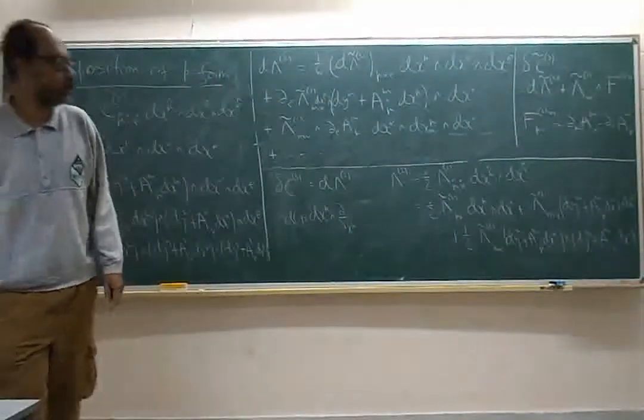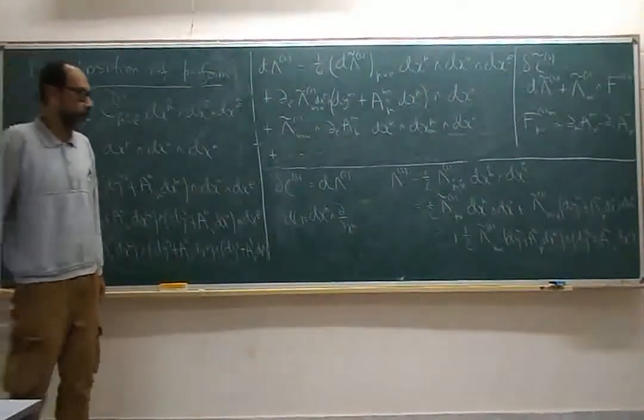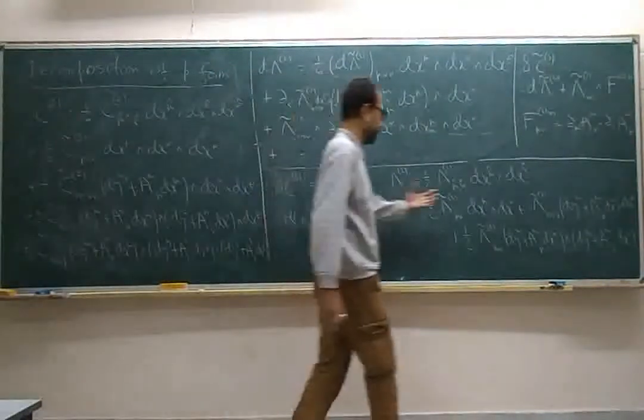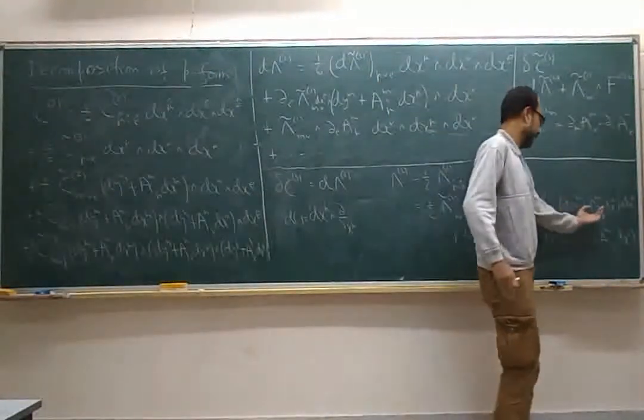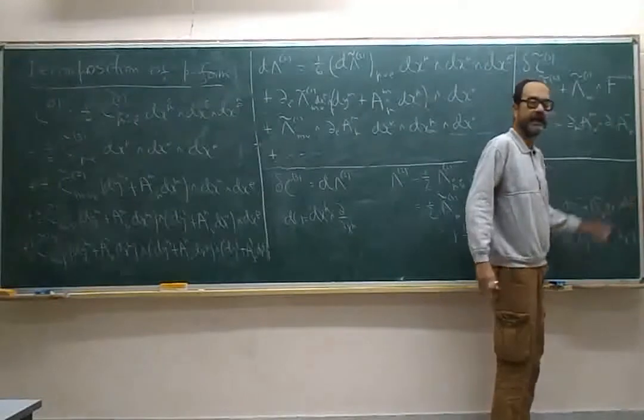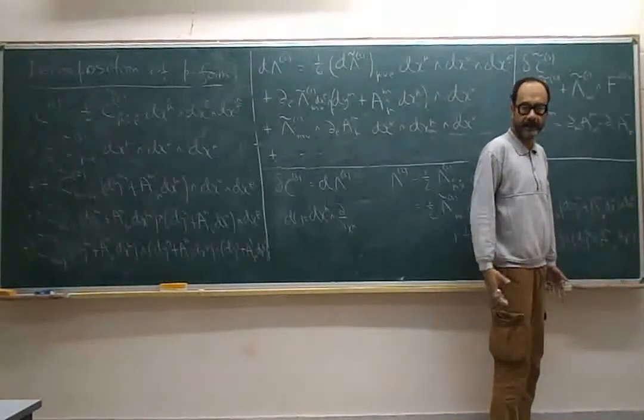Now, one could ask, could we have avoided it? How could we have avoided it? Imagine that we expanded this. Why did we use this? Why not just use dym or dx nu? You could have tried that.